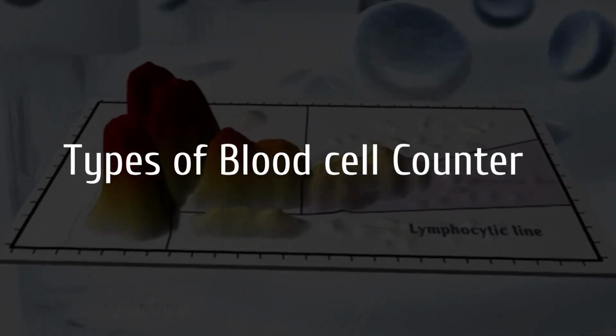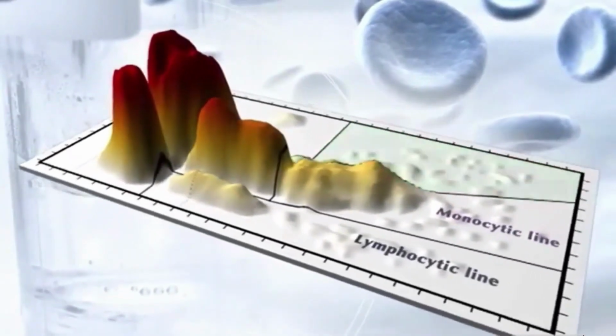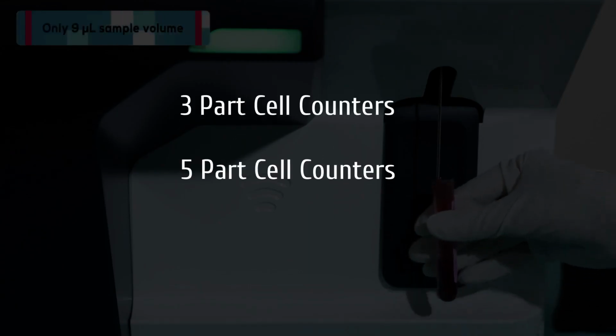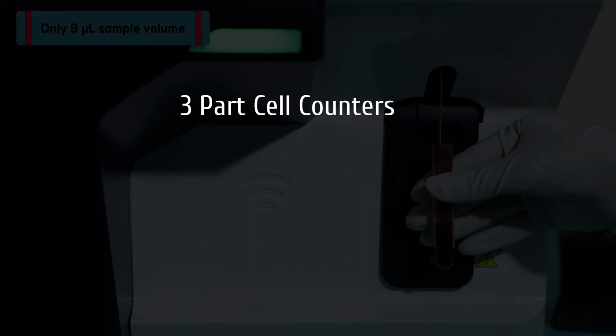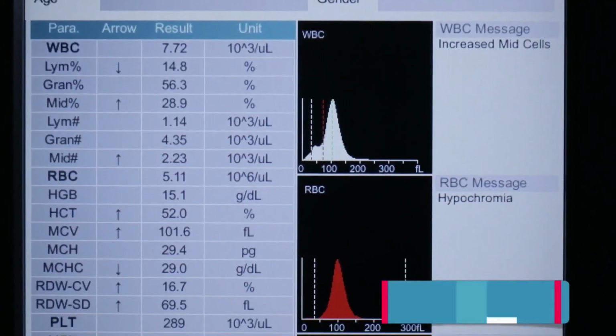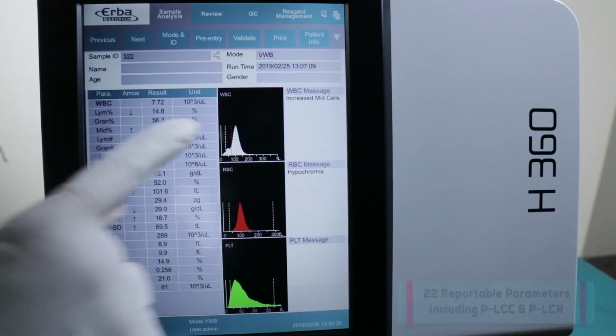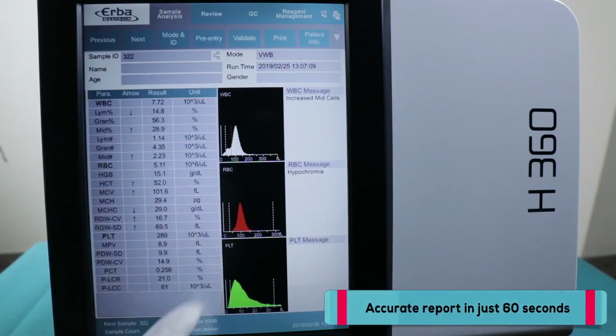Let's look at the types of blood cell counters. There are mainly two types of blood cell counters that are present in the technology. One is a 3-part cell counter, and the other is a 5-part cell counter. First, we'll look at the 3-part cell counter. A 3-part differential cell counter uses Coulter's principle to find the size and volume of the cell.